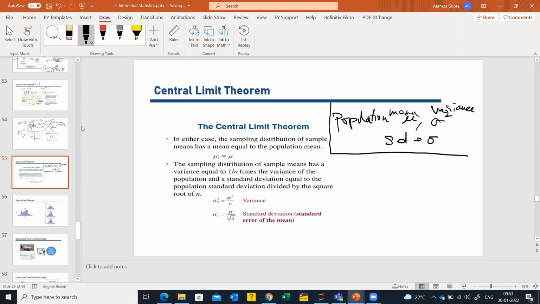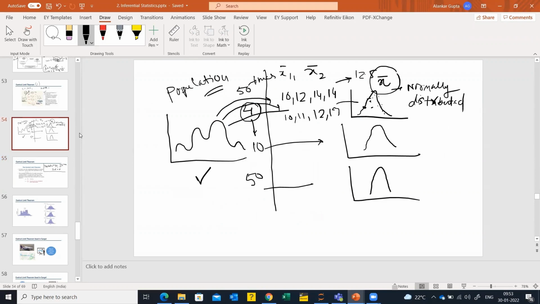Now when we take n samples from this, each time we draw n number of samples. It could be 2, as I mentioned here. You can draw only 2 items from here, you can draw 5 items, you can draw 20 items. And we said that the mean will be normally distributed. But we have to understand one more thing.